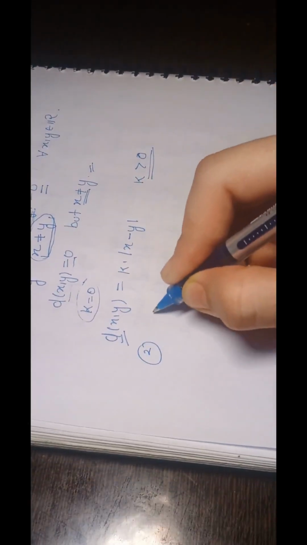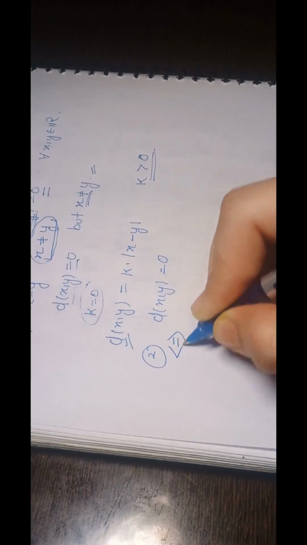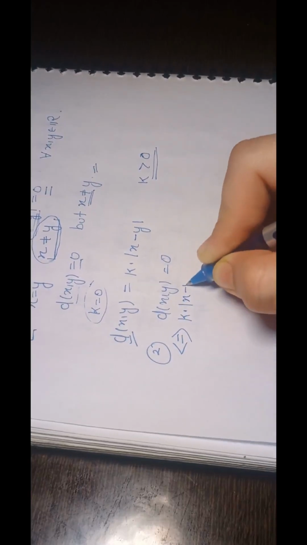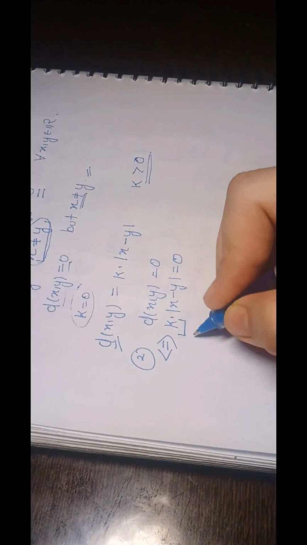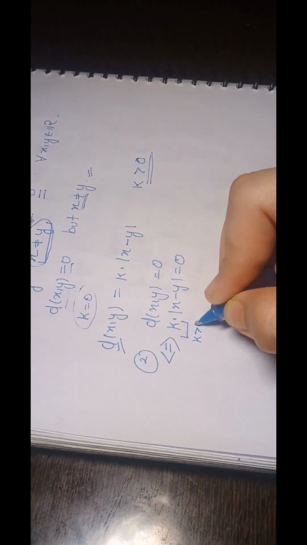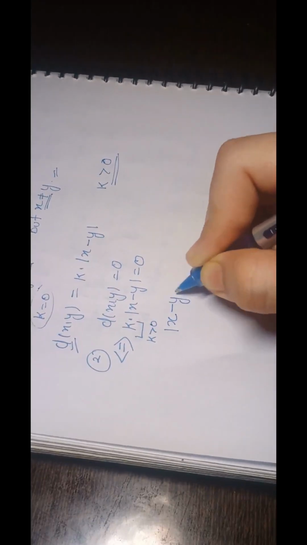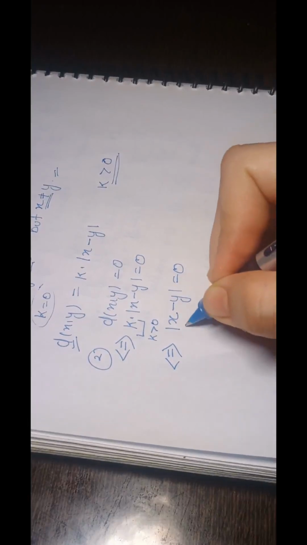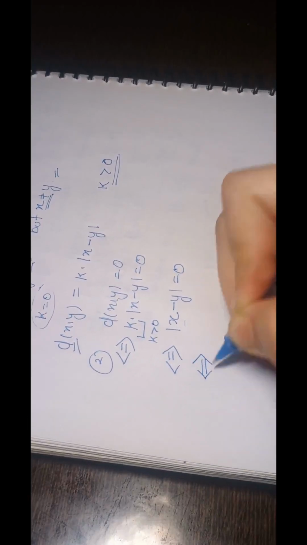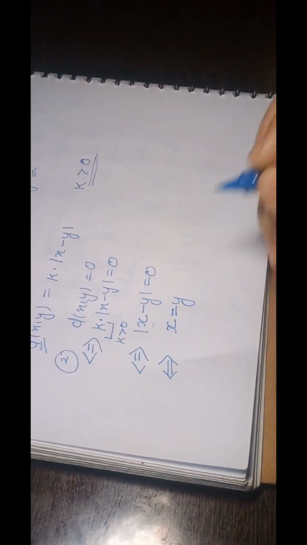So the identification case holds. If d of xy is 0, this is possible if and only if k times mod of x minus y is 0. k cannot be 0 since we have taken k to be strictly positive. That means we are only left with mod of x minus y being 0. And this is possible if and only if x and y are equal.